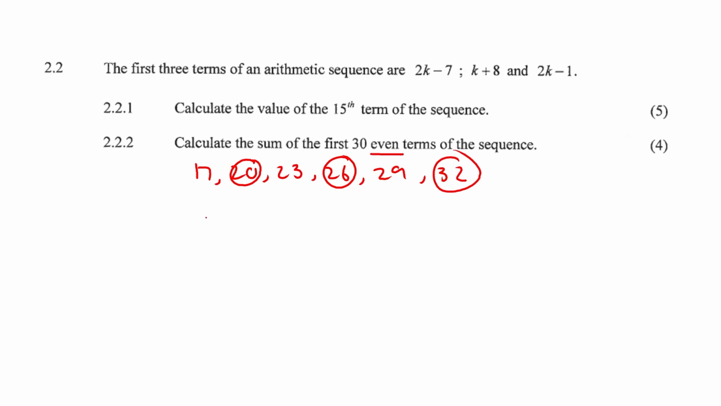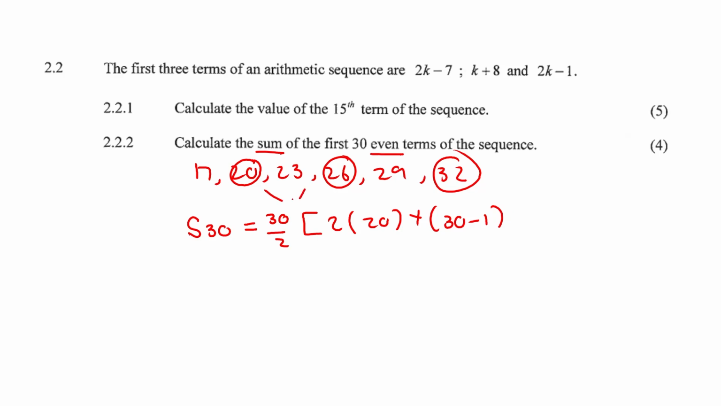So we are going to utilize our arithmetic series formula because it's asking for a sum. So S30 is equal to 30 over 2 because we want the sum of the first 30 even terms. Brackets 2. Our new a value is going to be 20 plus n minus 1. So that's going to be 30 minus 1. And our new common difference is 6. So the difference here, 6. The difference between 32 and 26, also 6. And that's going to be 6.